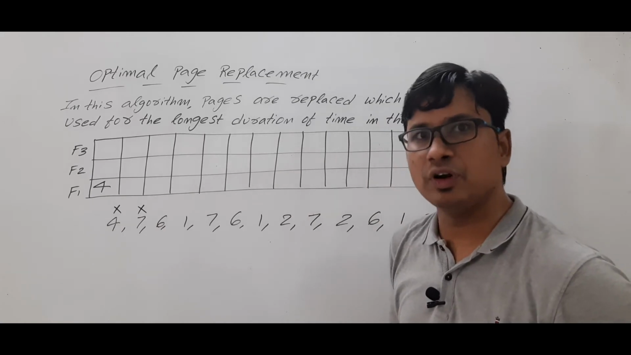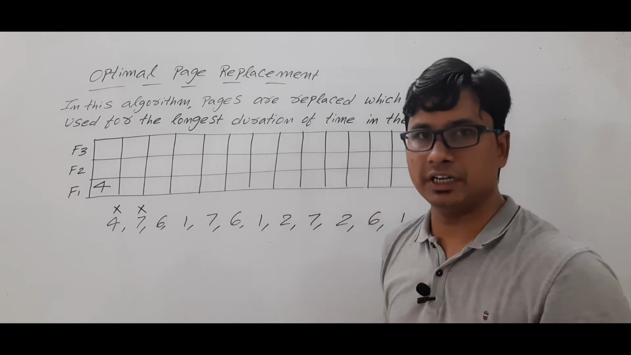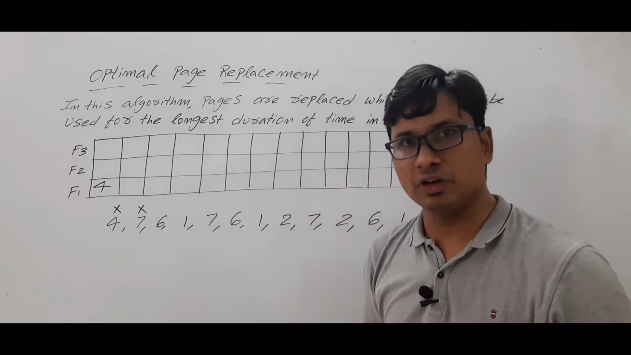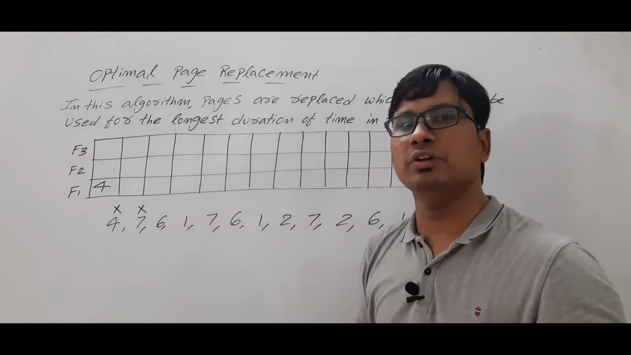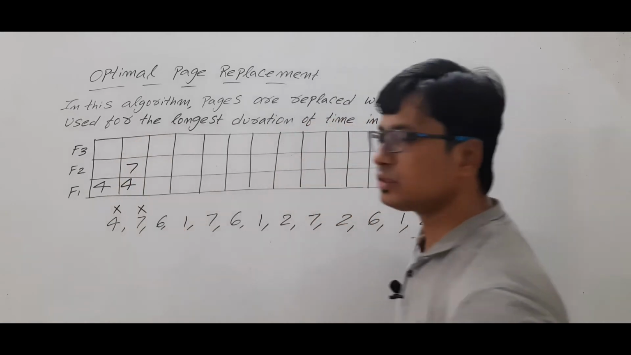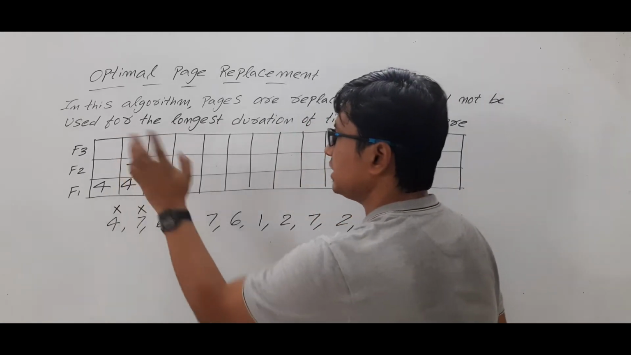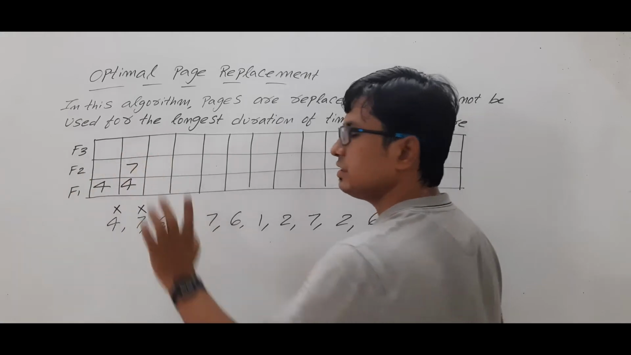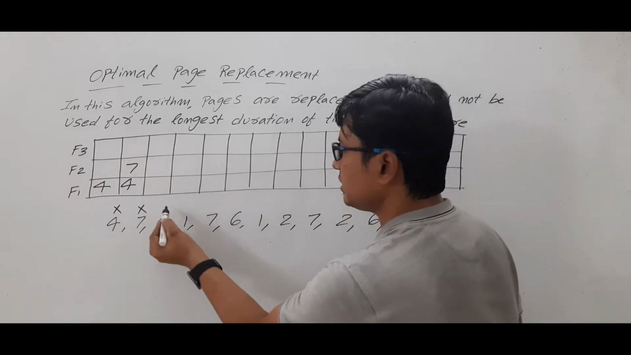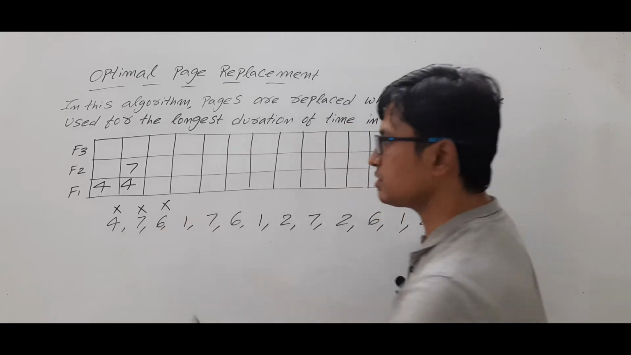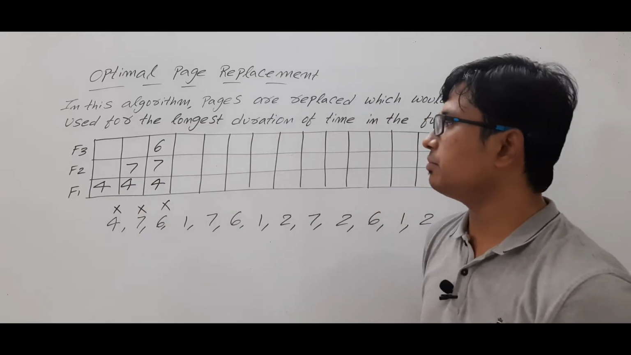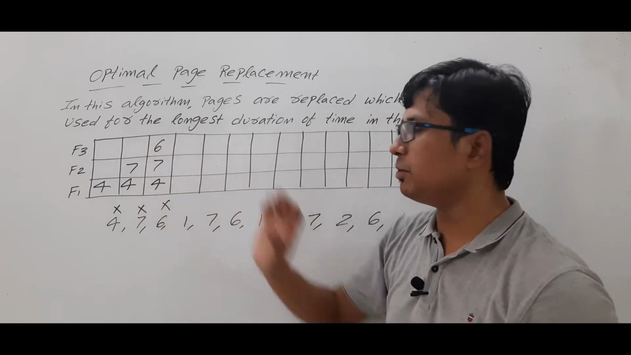What is meant by page fault? The CPU is trying to access a particular page. If it is not available in the main memory, then we call it a page fault. If it is available in the main memory, then we call it a page hit. So page number 7 is not there, so it was a fault. We have inserted page number 7 in frame number 2. Now the CPU is trying to access page number 6. It is not there, so again it is a page fault. So you need to insert page number 6 in frame number 3. Now the main memory is full.